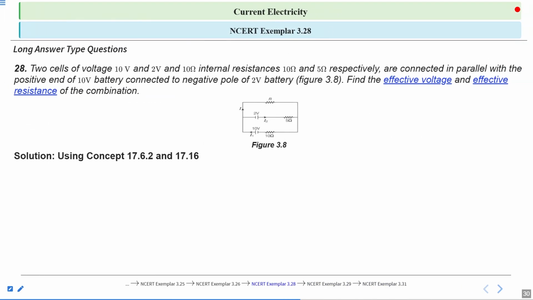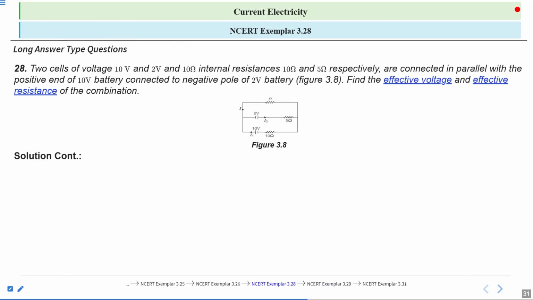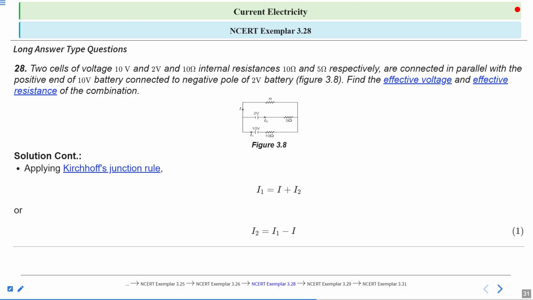So let's see the solution using concept 17.6.2 and 17.16. What is the thinking process for this question? The question can be solved using Kirchhoff's voltage rule or loop rule. Applying Kirchhoff's junction rule, I1 equal to I plus I2. You can see in the diagram that I1 splits into two currents, I and I2. So I1 will be equal to I plus I2, or we can say I2 equal to I1 minus I.